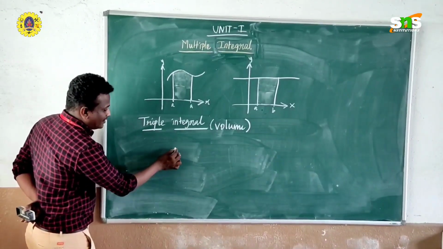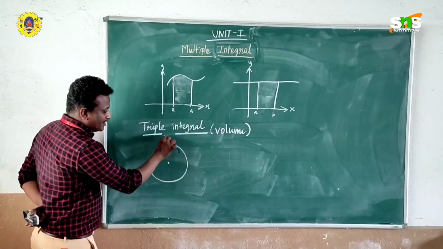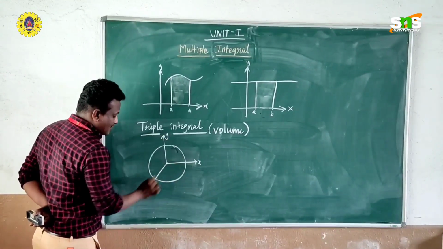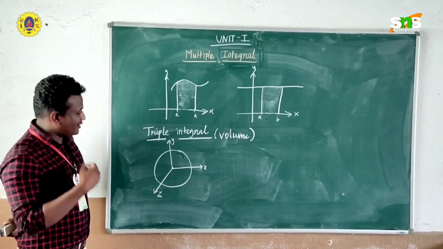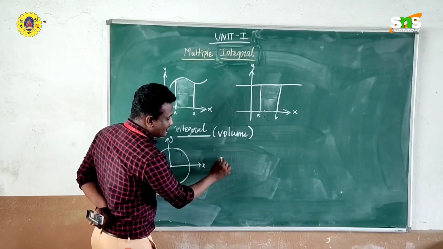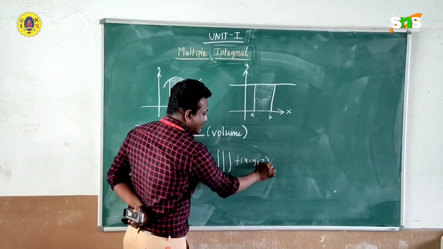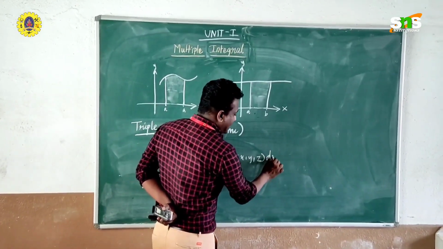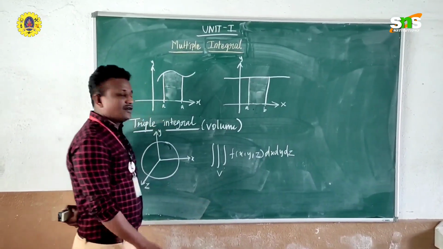Now in triple integral, for example, just imagine this is the sphere. This is the center of the sphere. We will take three directions: towards the x-axis, the y-axis, and the z-axis. In these three directions, we will take the measurements. Then we will apply the triple integral concept, and by applying it we can calculate the volume. It is denoted by the triple integral, then f of x comma y comma z, because we are taking three directions. Then definitely dx, dy and dz will come. Here we will have three limits to find the volume.